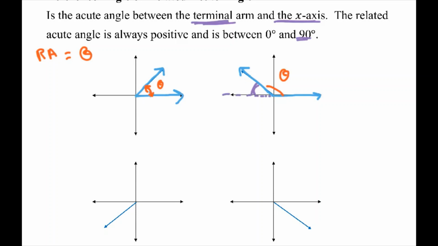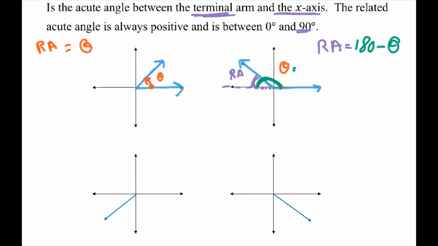Okay, so that's going to be my reference angle. How do we find the size of this angle? Basically, from here to here is 180. If I know theta, let's say theta is 120, then the reference angle will be 180 minus 120. So that's going to be 180 minus theta, if it is in quadrant 2.